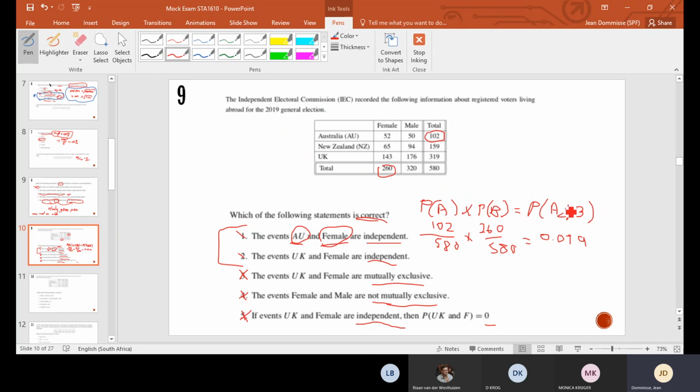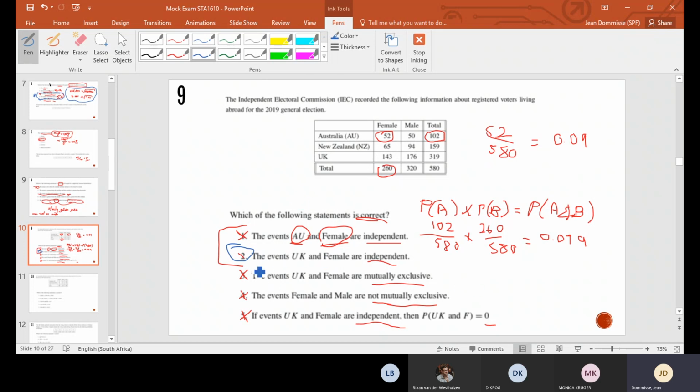Now we need to check if that is the same as the probability of A and B, so whether it is the same as 52 divided by 580. When we divide 52 by 580, we get 0.09. So we know the two are not equal, so it will not be that one. So actually we only sit with one left, but let's work that out as well.